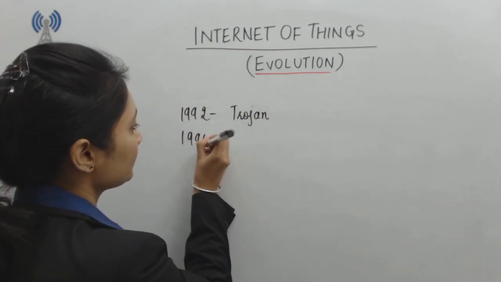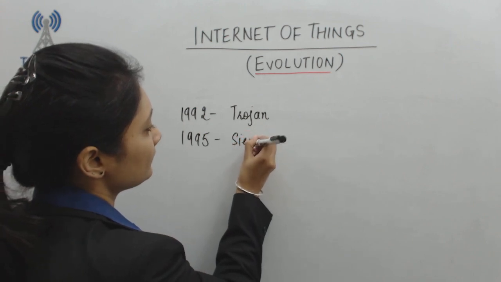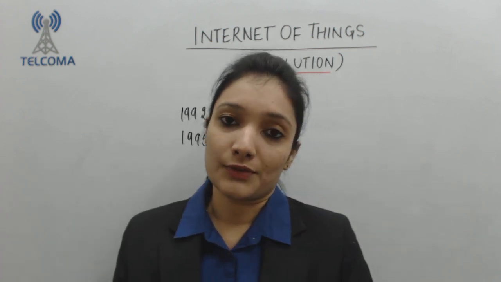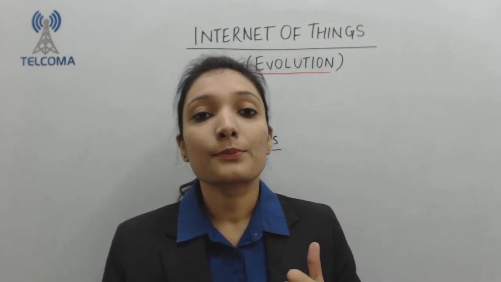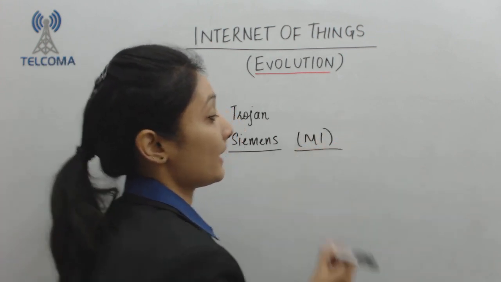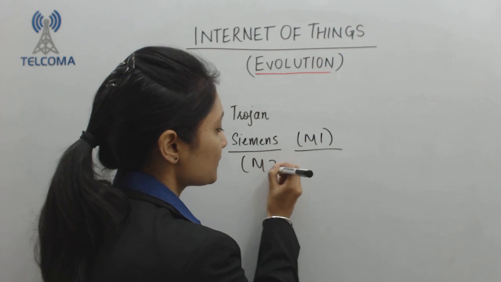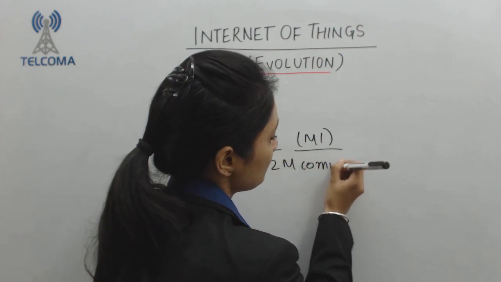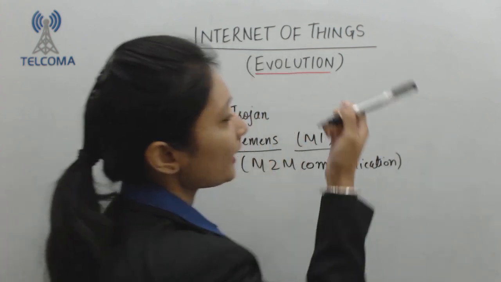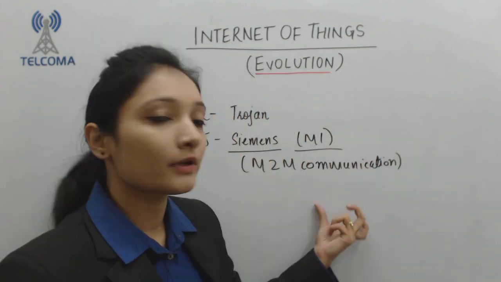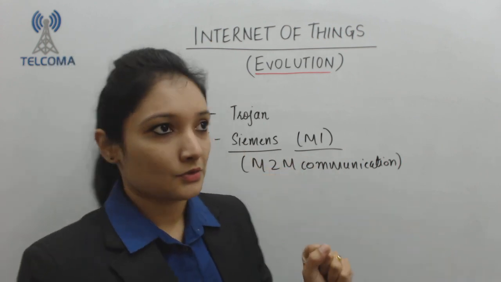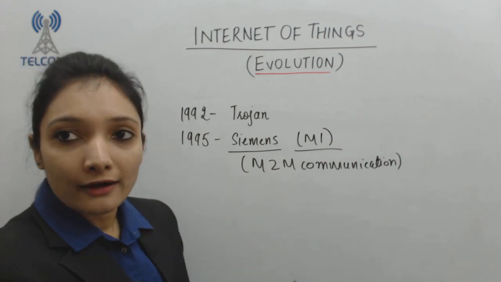Then in 1995, Siemens proposed a GSM data module, M1, to enable machine-to-machine communication. So IoT is also regarded as an evolution, or a bigger version, of machine-to-machine communication.